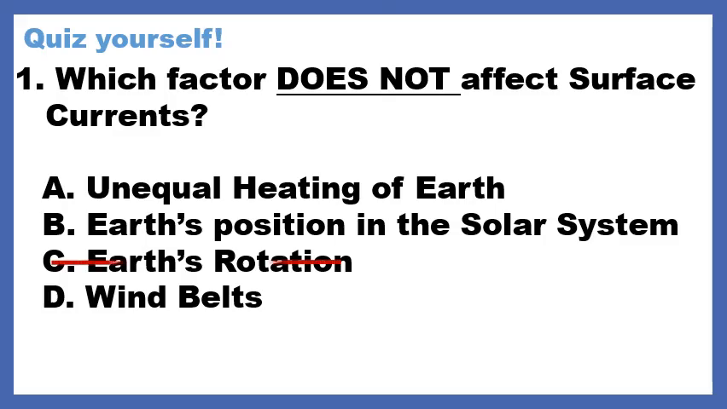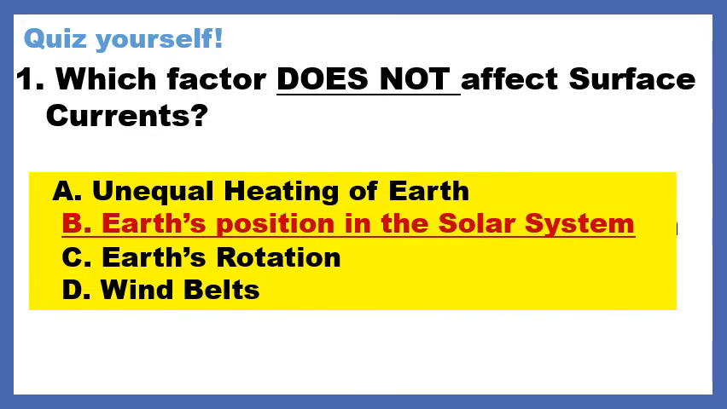I'm going to get rid of Earth's rotation because that does affect surface currents. Remember, Earth's rotation creates the Coriolis effect, which will make curved currents. I'm also going to get rid of wind belts because that's one of the first things we learned in this lesson, that wind belts affect surface currents. So the correct answer is B, Earth's position in the solar system. I don't really talk about this in this lesson, so if I don't talk about it, it's usually not the answer.